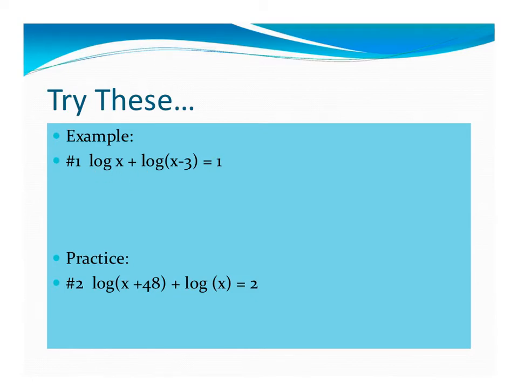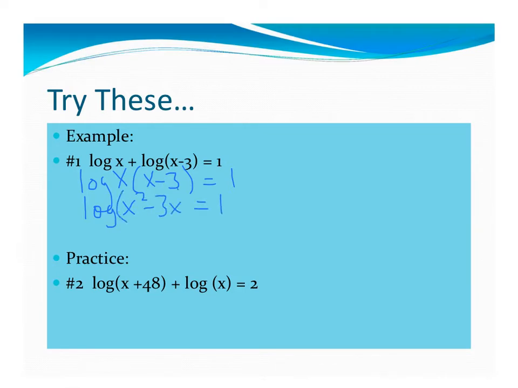I'm going to have log of x times x minus 3 equals 1. And then I'm going to go ahead and distribute that x in. So I'm going to have log of x squared minus 3x equals 1.